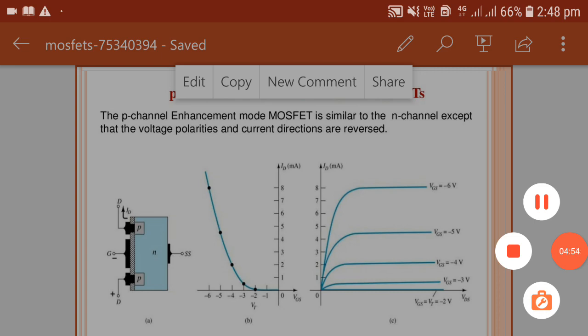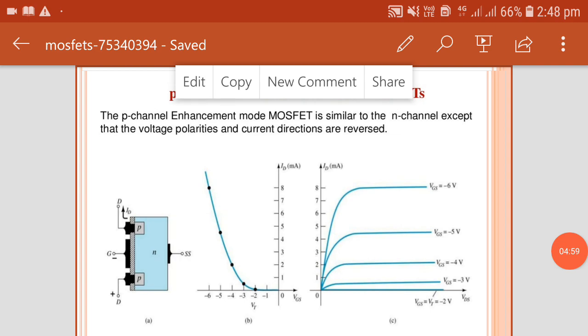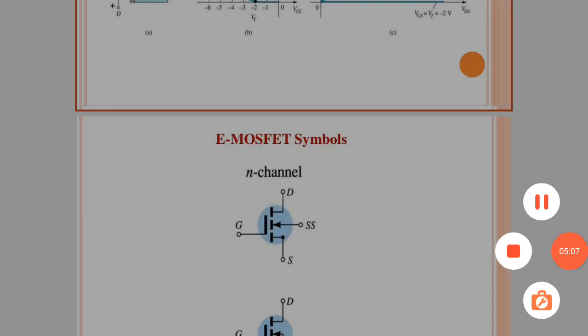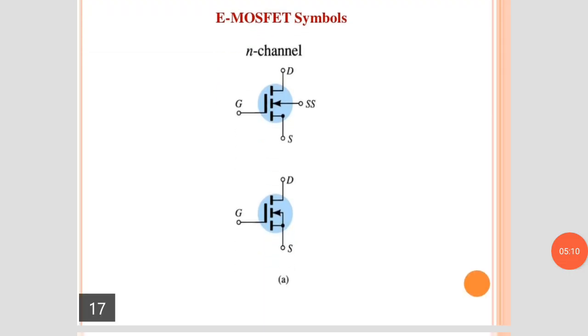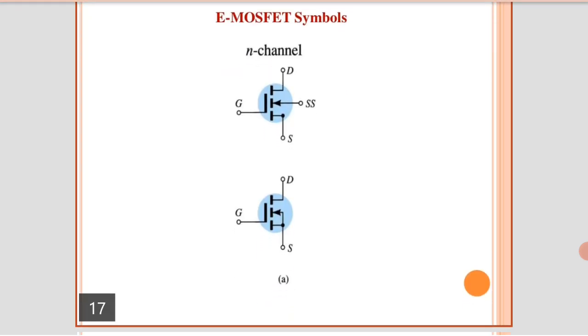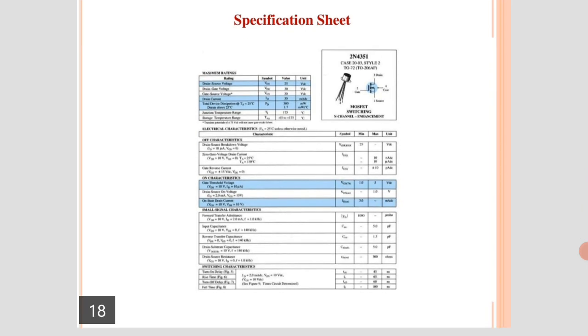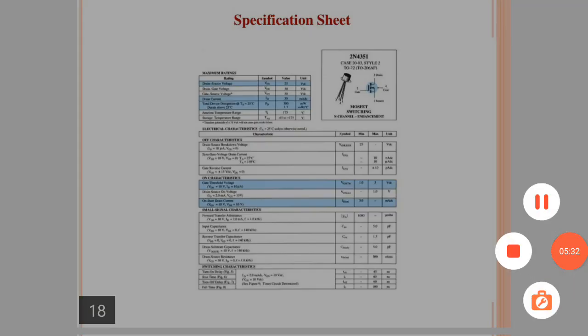In the output characteristics, ID versus VDS, the drain to source voltage, ID is the drain current at a constant voltage VGS. Same here, VGS is also in the negative direction. The figure shows the symbols of the E-MOSFET, enhancement metal oxide semiconductor field effect transistor, the N-channel and P-channel. These are the symbols of the MOSFET. The main topic in the E-MOSFET is the terminal polarity: drain, gate and source. This is the specification sheet on the MOSFET.